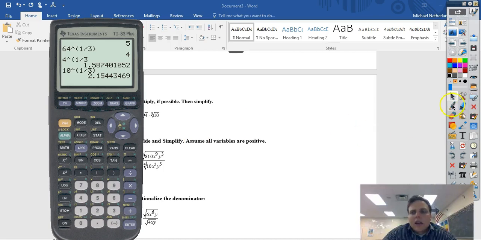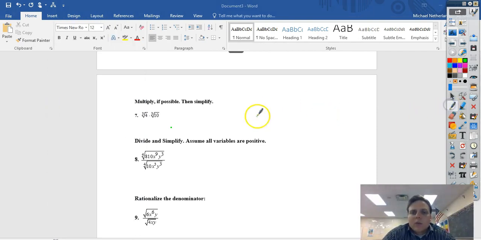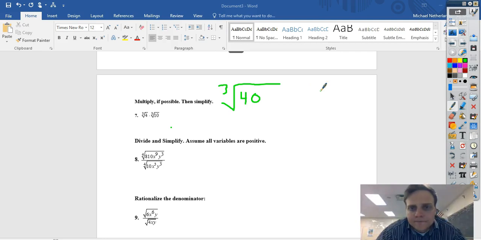And they're not. Okay, so that means that what I want to probably do is try to push these two guys together. The cube root of 4 times the cube root of 10. Well, since they're both cube roots, I can multiply them together. That would give me the cube root of 40. Okay, so that's the cube root of 40.